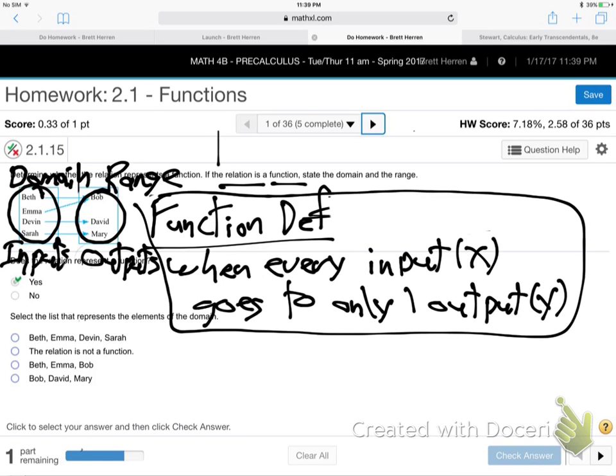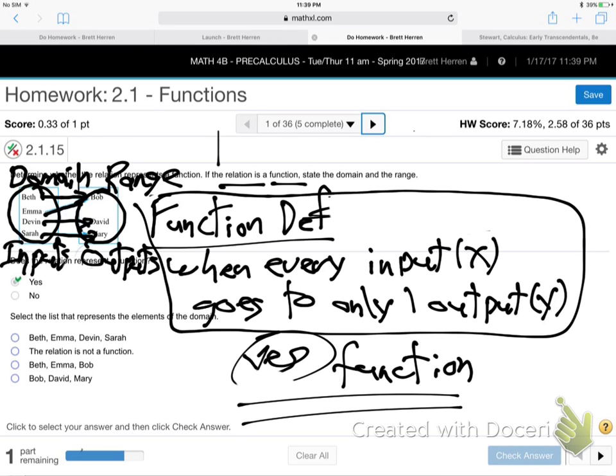When every input goes to only one output. Well, what's happening here? In this relation, Beth is going this way, see the arrow, and then Emma's going that way. Now, is that a problem? Actually, no. That's okay, because Beth is an input, she only goes to Bob. Emma's an input, she only goes to Bob. Doesn't matter they go to the same output. Beth is an input going to only one output. Emma is an input also going to only one output. And the bottom two are fine. Devin only goes to David, Sarah only goes to Mary. This one is a yes. It is a function.